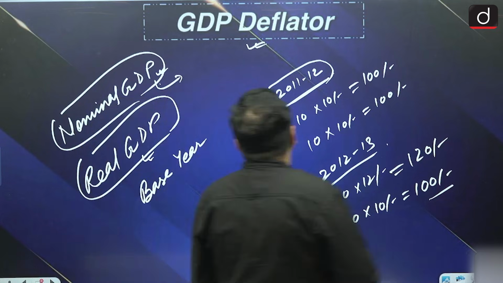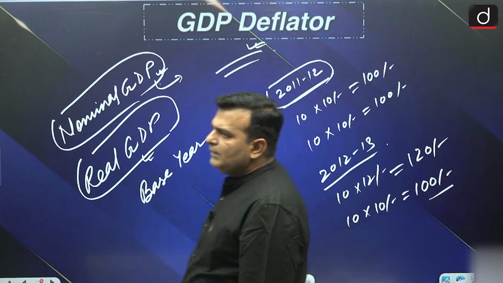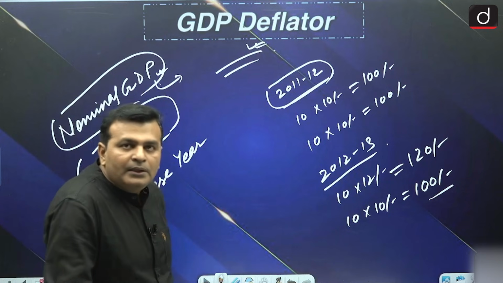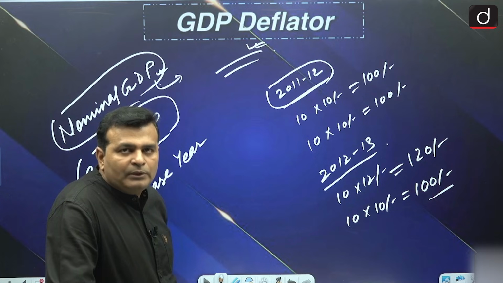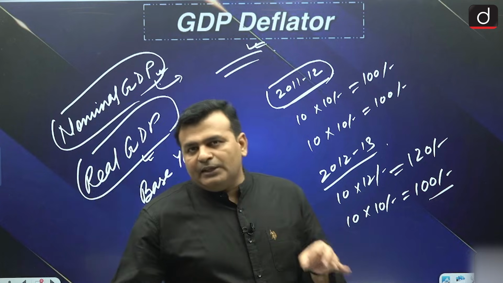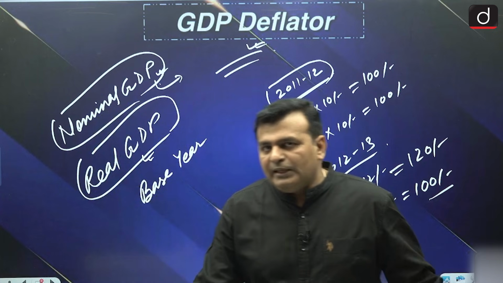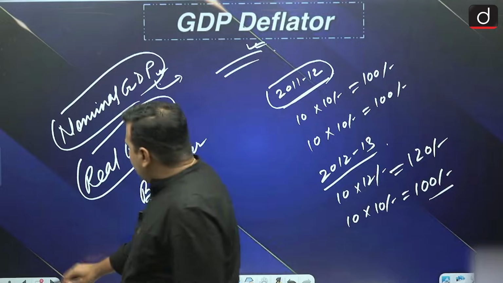Now GDP deflator is a mechanism with the help of which inflation can be calculated. So how exactly may GDP deflator help in calculation of inflation?